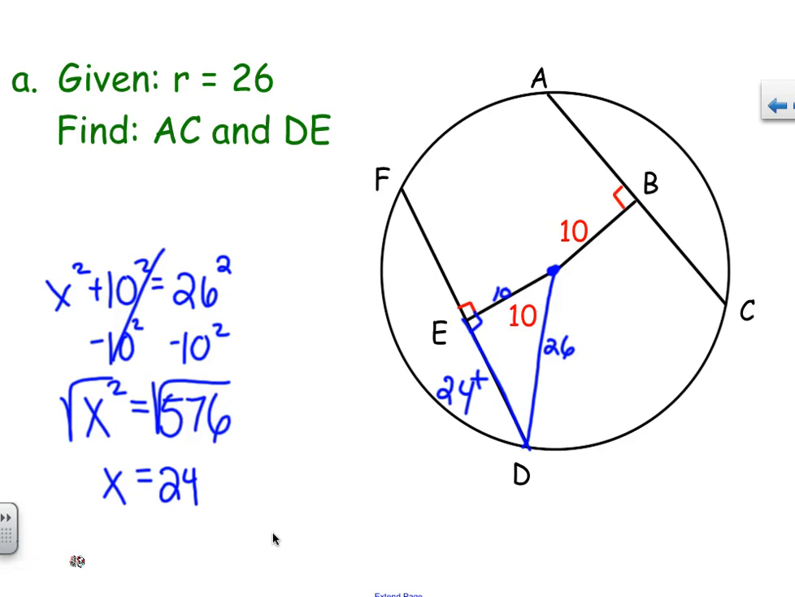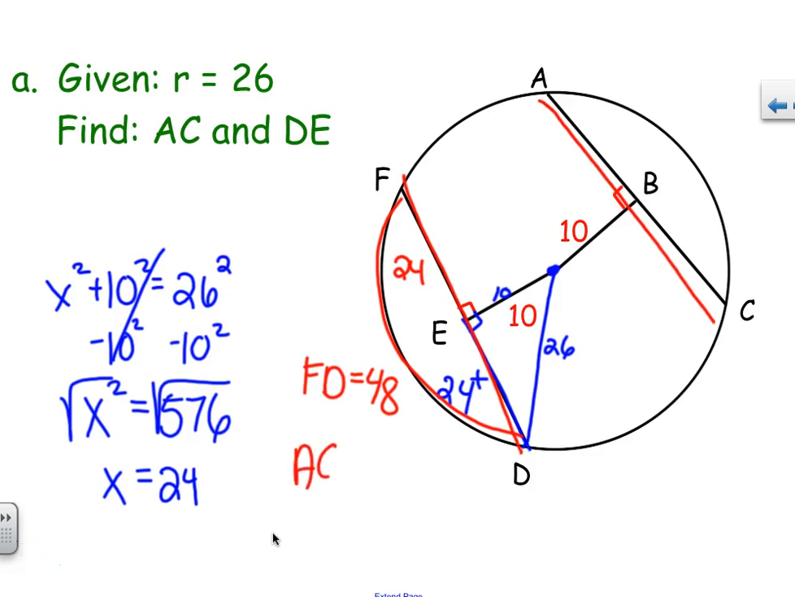All right, and now I want to find AC. So if you remember, if this is 24, then I also know that this piece is going to be 24. And so 24 plus 24 to give me FD is going to be 48. And I know in my theorem that this chord is going to be congruent to this chord. So I can now find AC and say it's 48 as well.